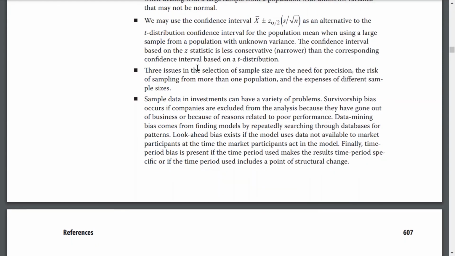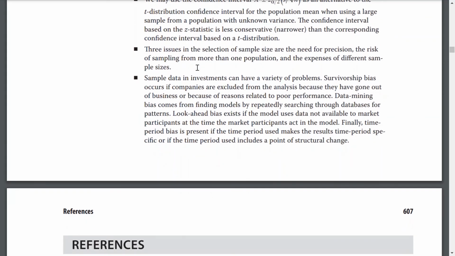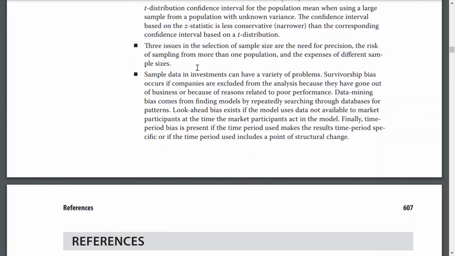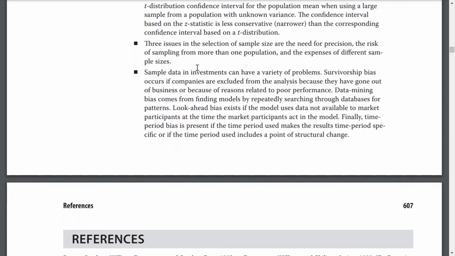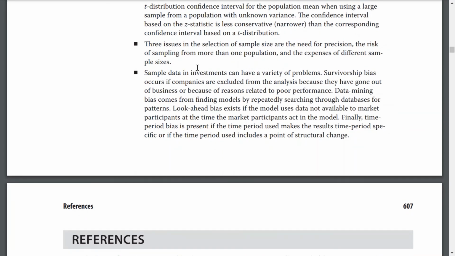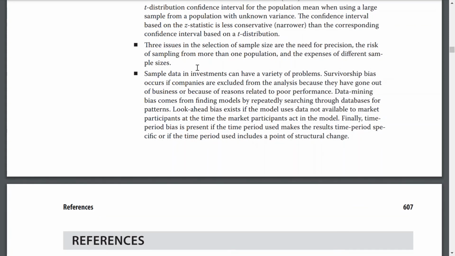Sample data in investments can have a variety of problems. Survivorship bias occurs when companies are excluded from the analysis because they have gone out of business or for reasons related to poor performance.